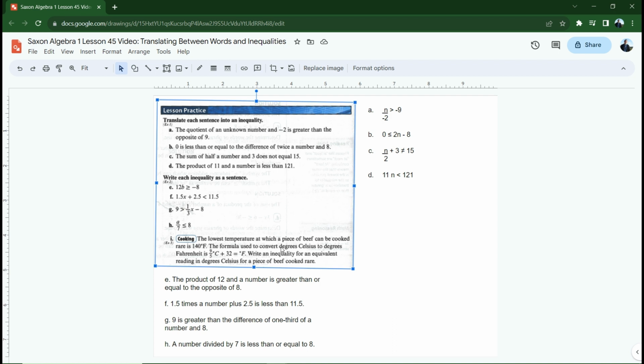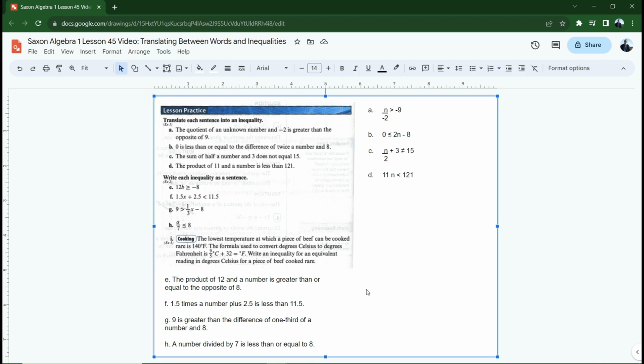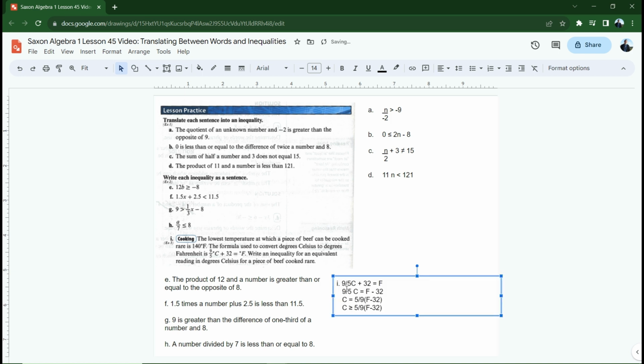The formula used to convert degrees Fahrenheit to Celsius is this: write an inequality for an equivalent reading in degrees Celsius for a piece of beef cooked rare. So here's my suggestion for this one. What I suggest is start off by writing out the exact equation that it gives here. 9 over 5 times C plus 32 equals F. Let's just leave it as an equation until the very end, and then we'll think through the inequality.